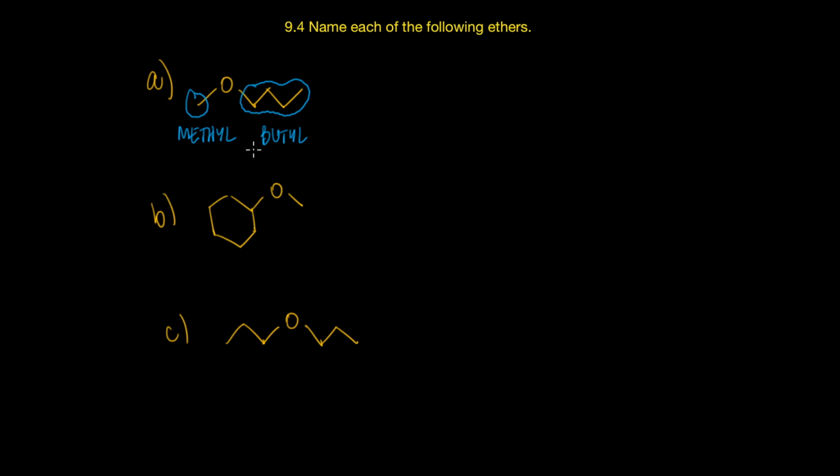To name the compound, we alphabetize the substituents. So B comes before M in the alphabet, so we just name this butyl methyl ether.